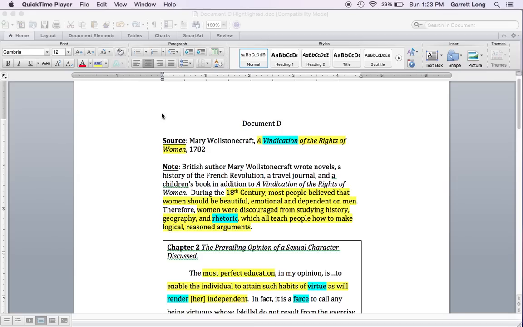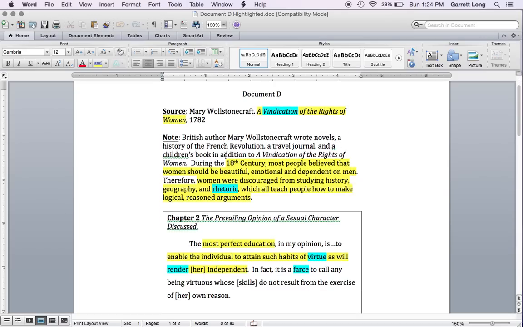Hello, class. Welcome back. We are finally at our last document, document D, with Mary Wollstonecraft and her writing of A Vindication of the Rights of Women. Before we get into analyzing, reading through, and annotating document D, we need to take care of the vocabulary, which of course is highlighted in blue. Please refer to your vocab sheet under document D, and we're going to take care of these vocab words right now.